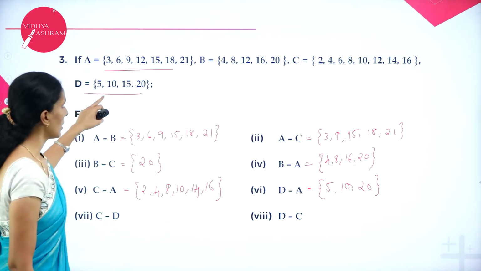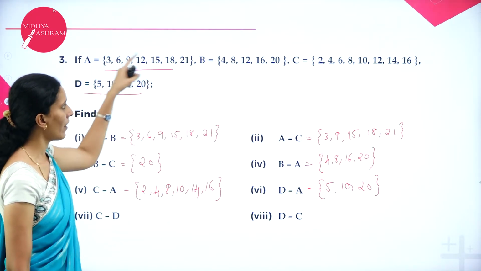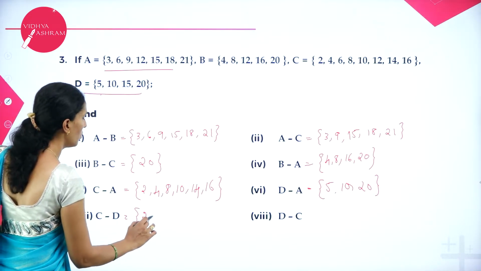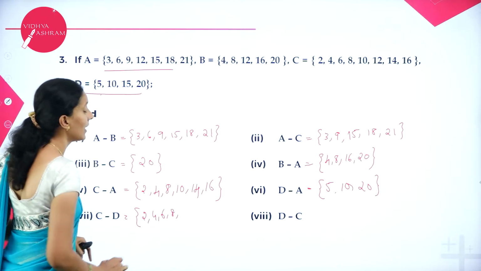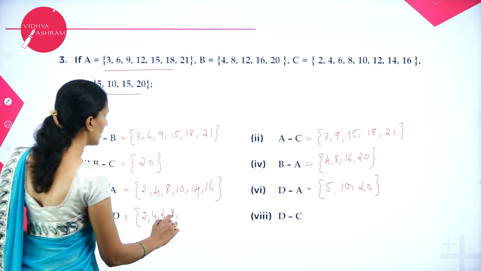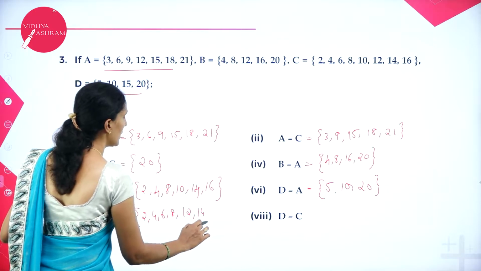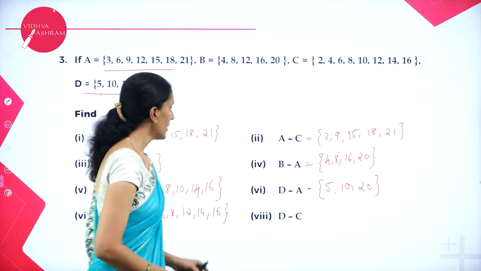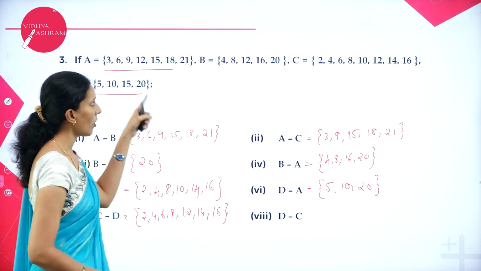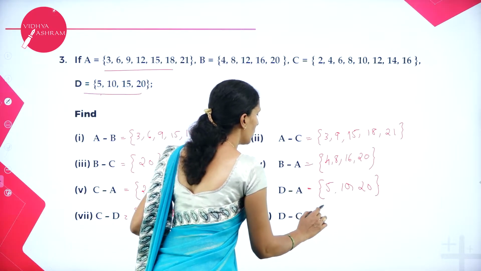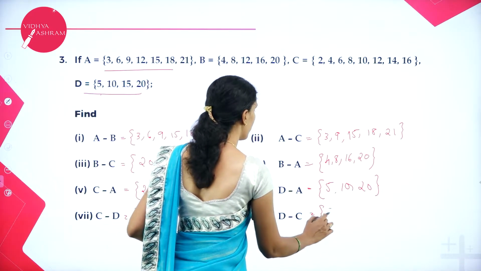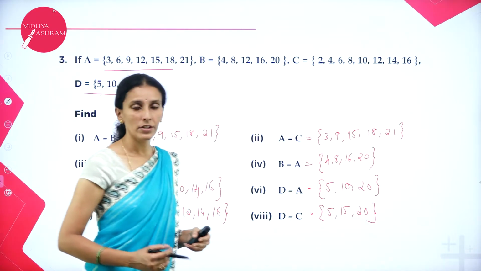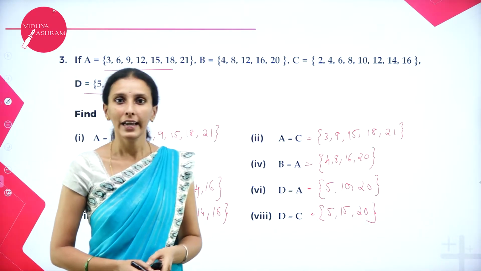Next, C minus D. Except 10, you can write all the elements of C. So therefore, you can write 2, 4, 6, 8, 10 you can't write because it is repeated here, 12, 14, 16. Next, vice versa, D minus C. Except 10, you can write all other elements in D, so 5, 15 and 20. So this is how we will write the difference of any two sets.